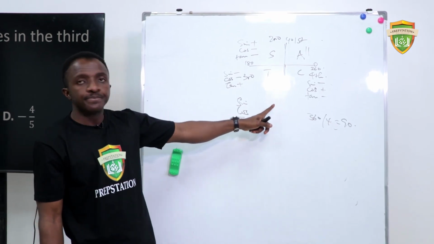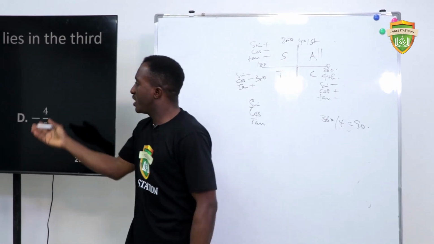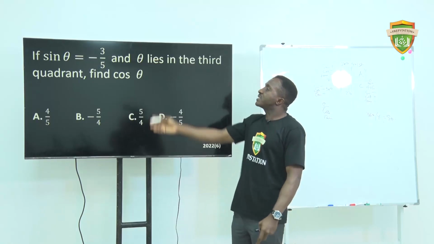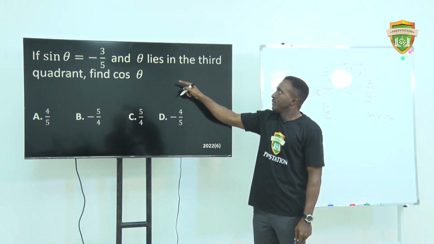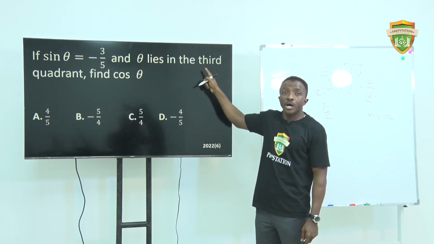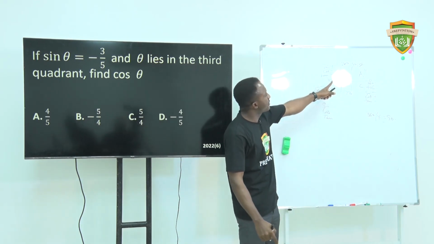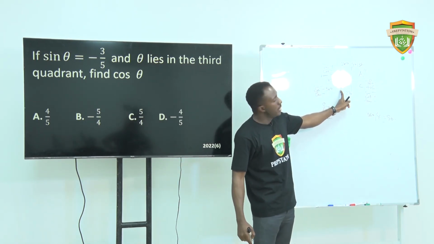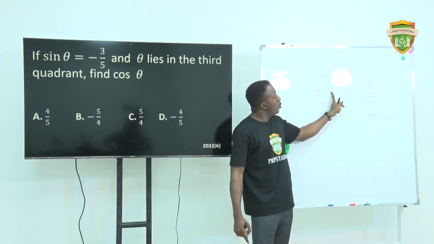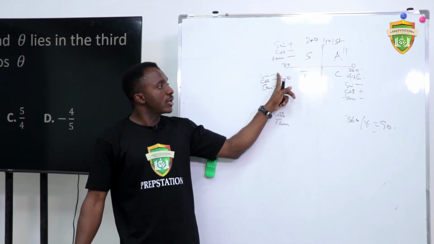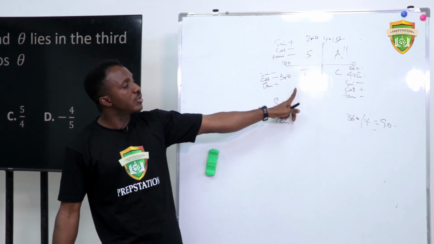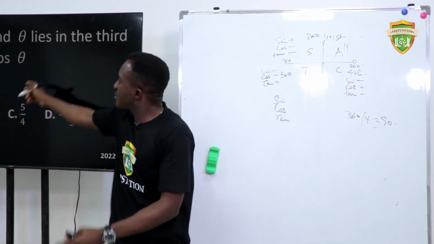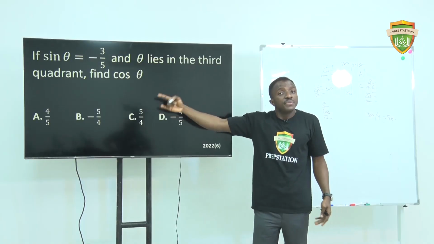Very, very important. Now, let's quickly go to the question. It says, if sine theta is minus 3 over 5, and theta lies in the third quadrant. Well, that is true if you look at the third quadrant. In the third quadrant, what is positive here? Only tangent. So sine and cosine are negative. So theta is an angle that falls in the third quadrant. The question is, find cos theta.